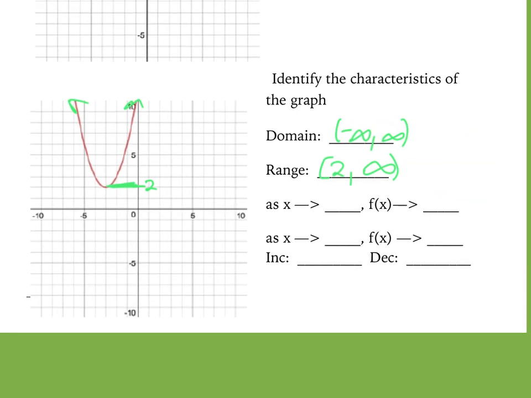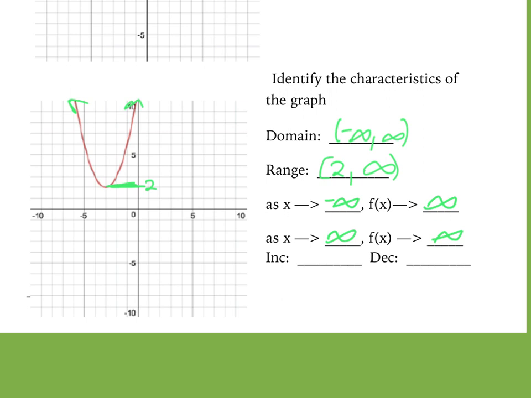All right, so now I have, as x approaches, so we know x is going to the left forever, so we're going to start with that. When x goes left forever, what's y doing? Positive forever. Up forever. Okay, then x goes to the right. We know it's going right forever. As x goes to the right forever, what's y doing? Nope, it's also going up forever. Questions on that?